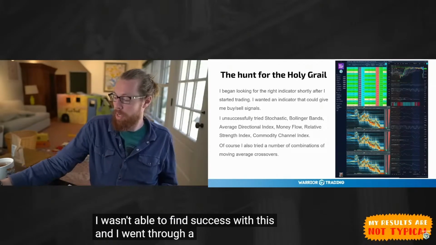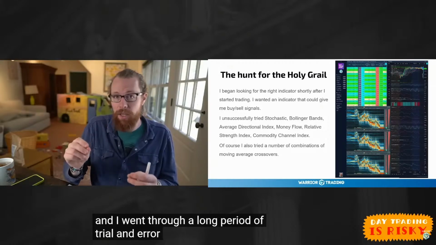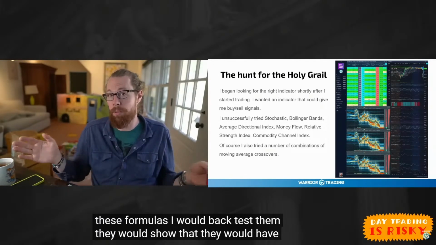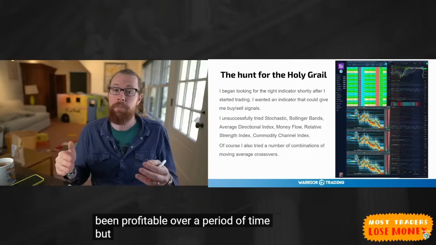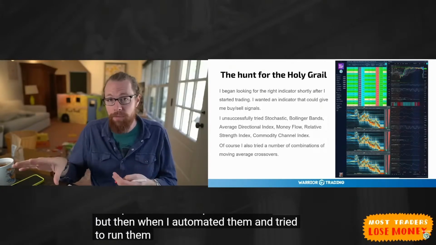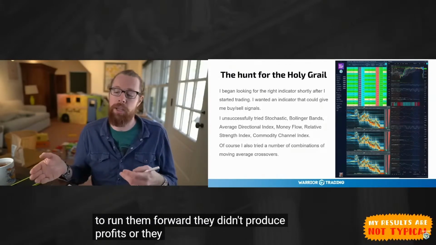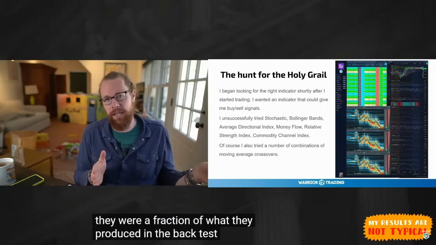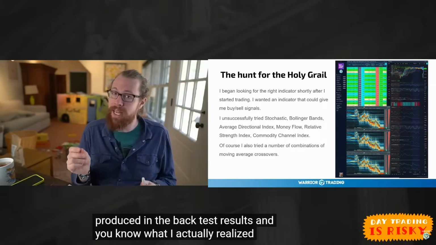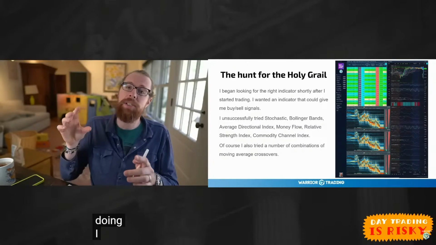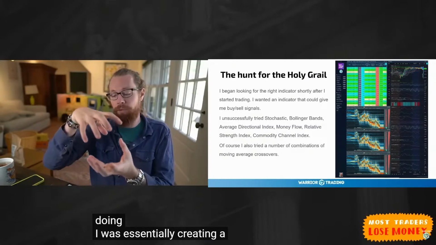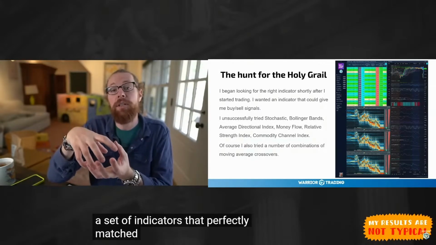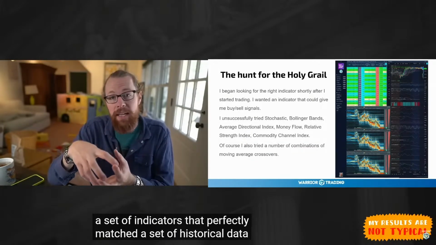And I went through a long period of trial and error where I would create these formulas, I would backtest them, they would show that they would have been profitable over a period of time. But then when I automated them and tried to run them forward, they didn't produce profits, or they produced profits, but they were a fraction of what they produced in the backtest results. And you know what I actually realized I was doing? I was essentially creating a formula and a set of indicators that perfectly matched a set of historical data.